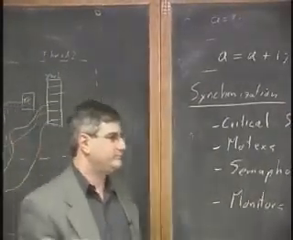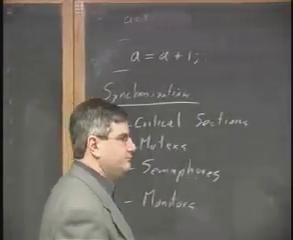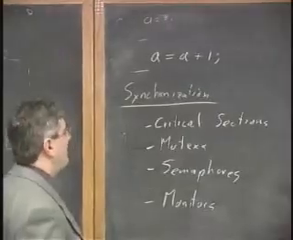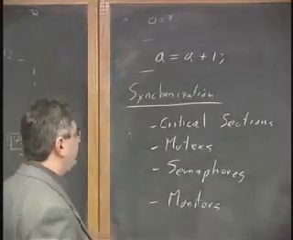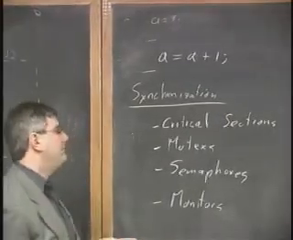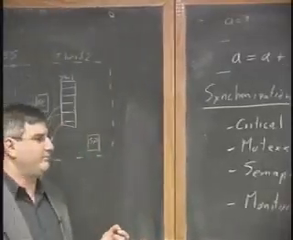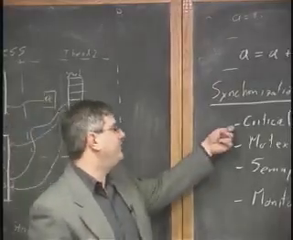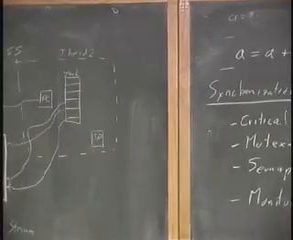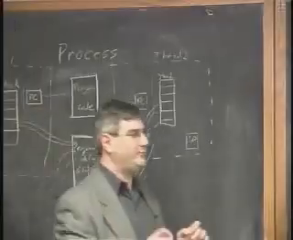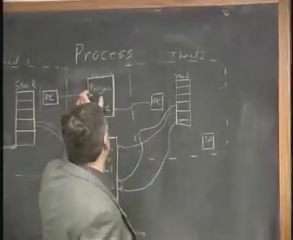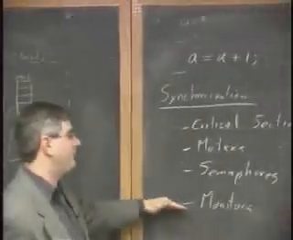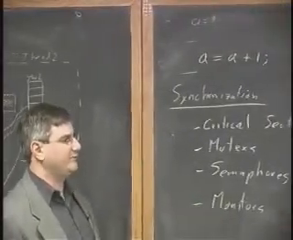Yes? Aren't some of these for between process synchronization as opposed to between thread synchronization? The underlying mechanism can probably be used for both. Critical section, since it really locks pieces of code, probably doesn't make much sense between processes because that's not shared. But these can be used for threads or for processes.